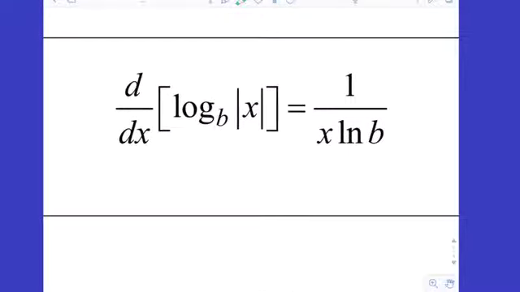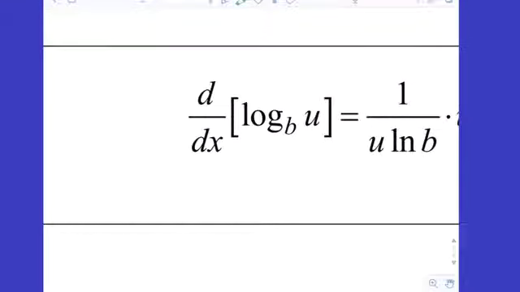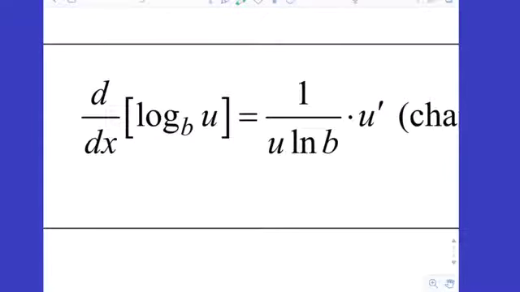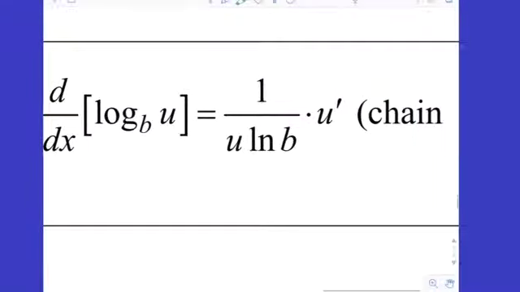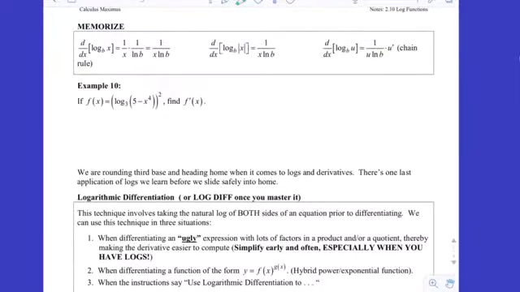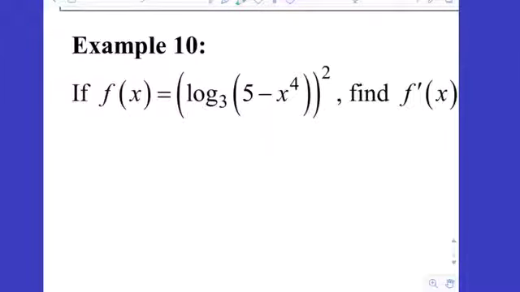Same story, right? It's still just 1 over x, ln of the base. And if you've got the composite function, log base b of blob, it's 1 over blob, natural log of the base, times blob prime, times the derivative of blob. So that has the chain rule built into the rule. All right, let's try it out on example 10.